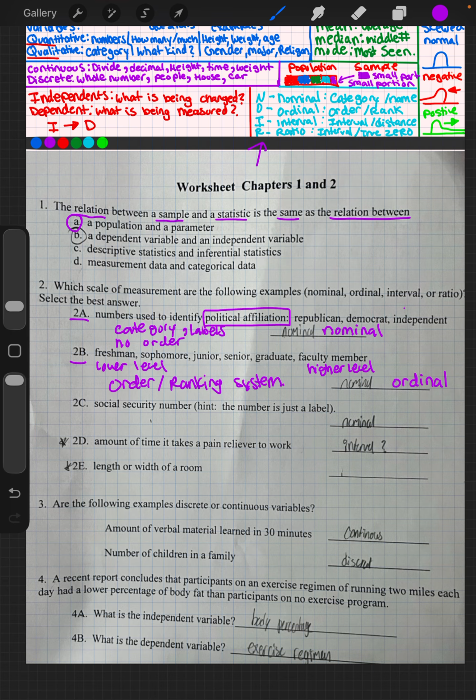Okay. See, this is right, it's a nominal because social securities are just a label for people. Oh, he said it right there.